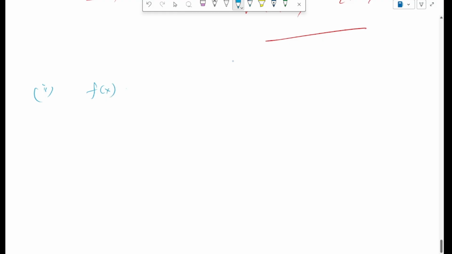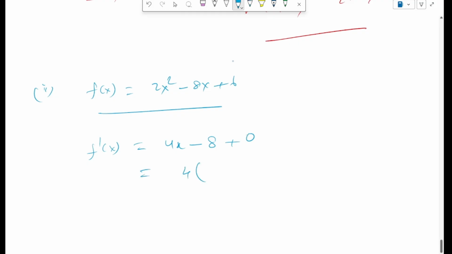So let's write this f(x) = 2x² − 8x + 6. This is our function. We calculate the first derivative of this function. The first derivative: 2x² will become 4x, −8x will become −8, and 6 will become 0. So this will become, if we take 4 common, 4(x − 2), right?